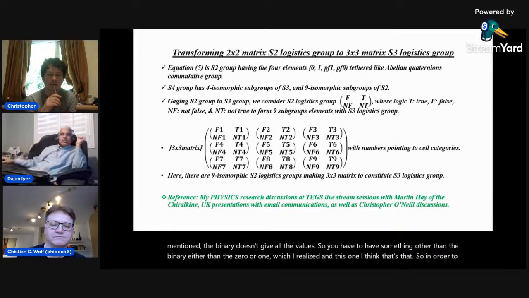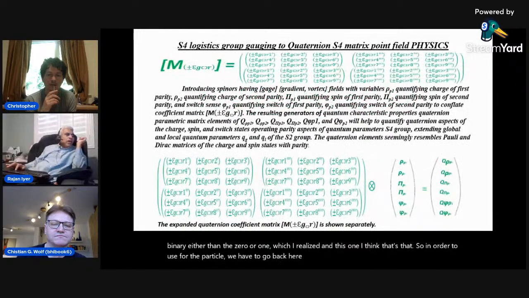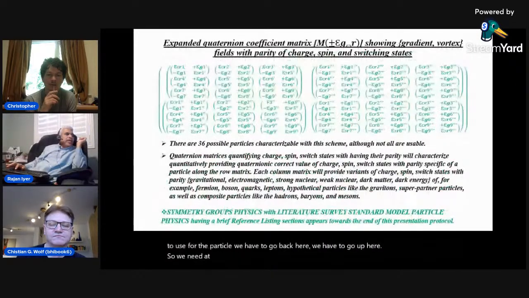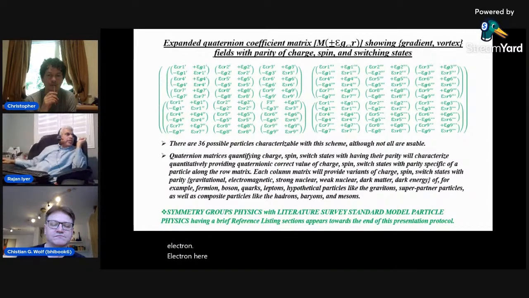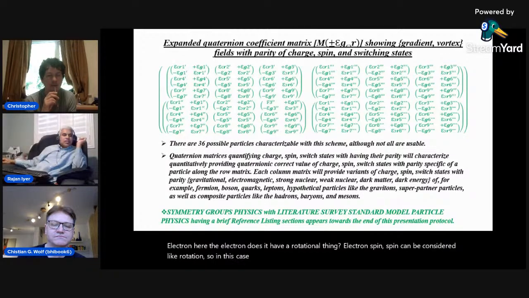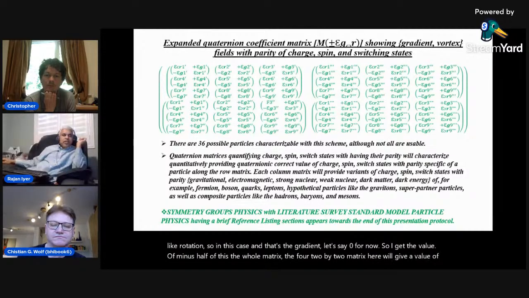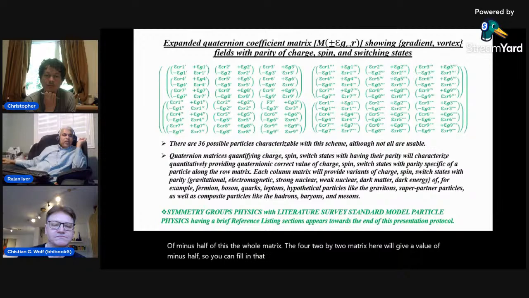So in order to use this for the particle, we have to go back up here. We need at least this one, which is the coefficient matrix here. Take the electron here. Does the electron have a rotational thing? Electron has a spin, and spin can be considered like rotation. In this case, it has a gradient. Let's say it's 0 for now. So I get the value of -12. For this, the whole 2x2 matrix will give a value of -12. So you can fill in that value and go to the next one.